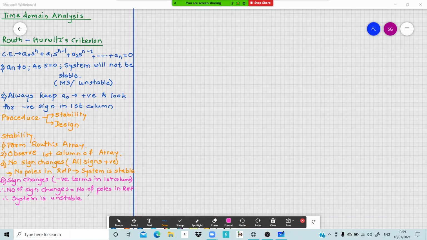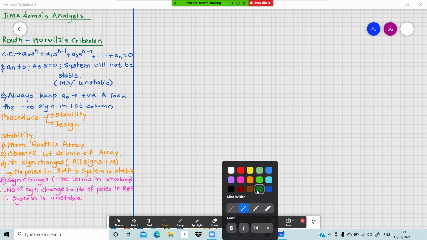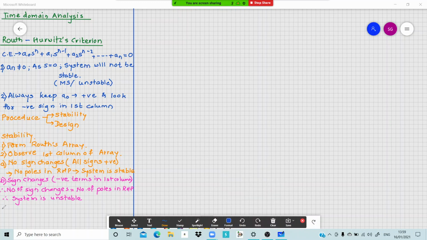Right. Now the third point from here. When you are able to complete the array, no problem, these two cases are possible. But if you are not able to complete the array, some problem is there while completing it. So I'll write the third thing: can't continue with the array formation.